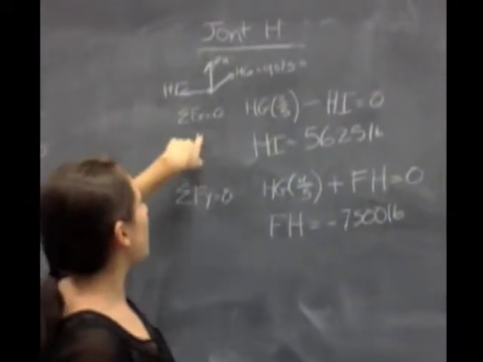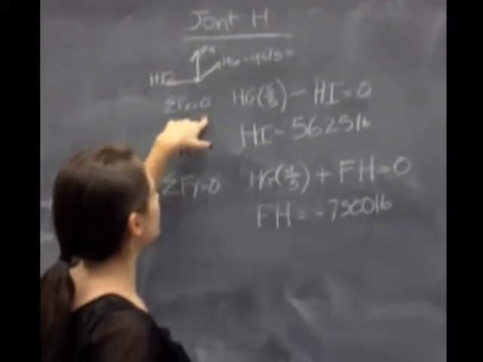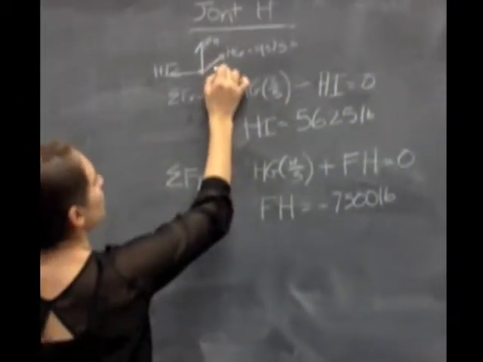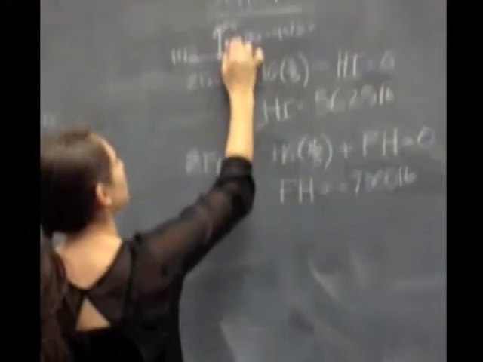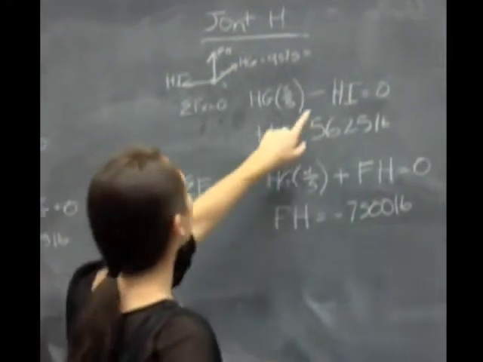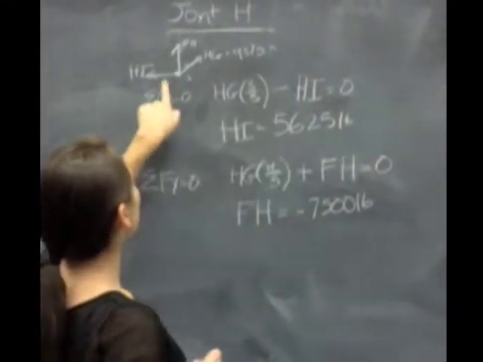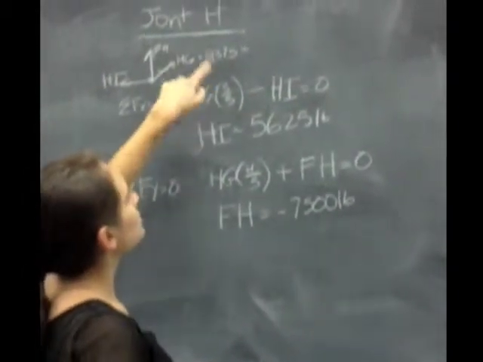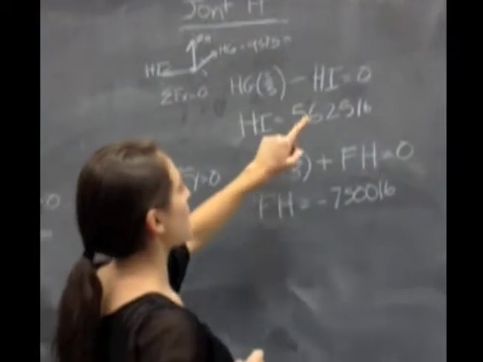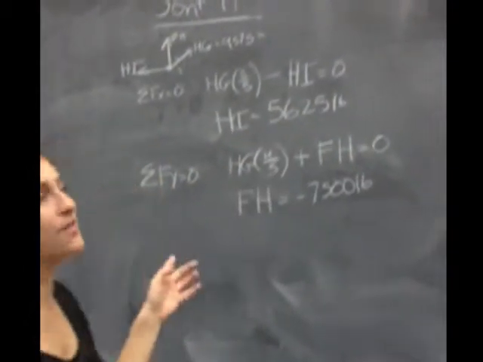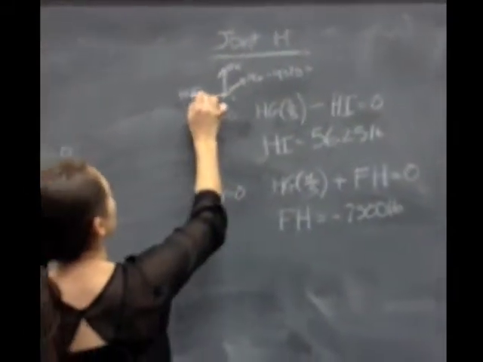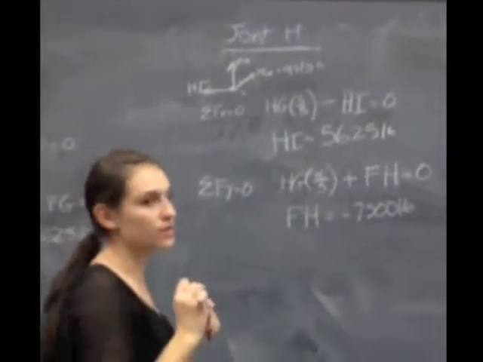So looking at sigma Fx first, set that equal to 0. You get HG times that 3 over 5, that same horizontal distance, minus, because it's in the opposite direction, HI equals 0. When you plug in the 9,375 here, you get HI equals 5,625. Again, that number is positive, which means that it is in this direction, and it's a tension force.